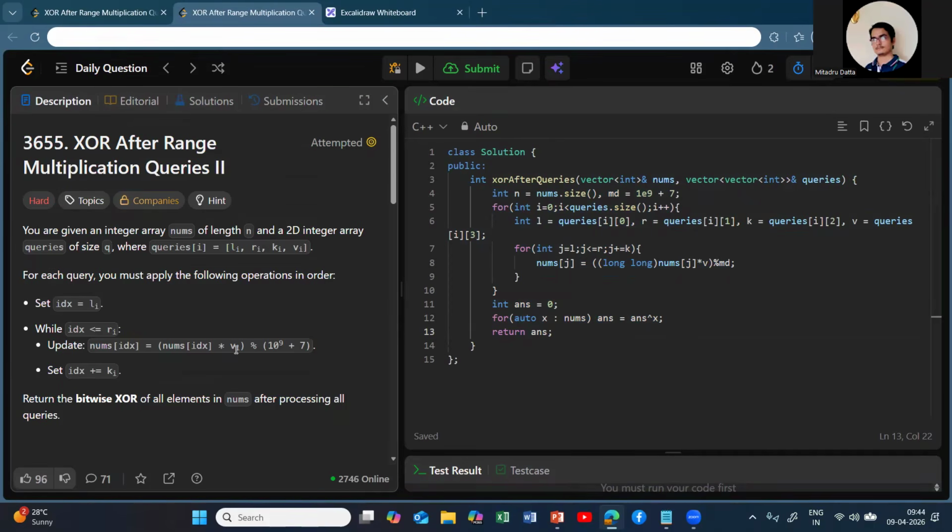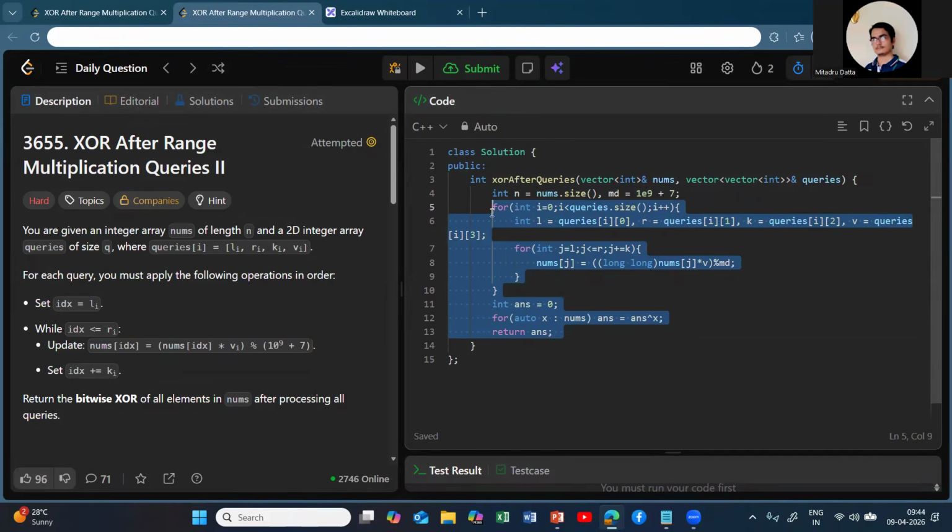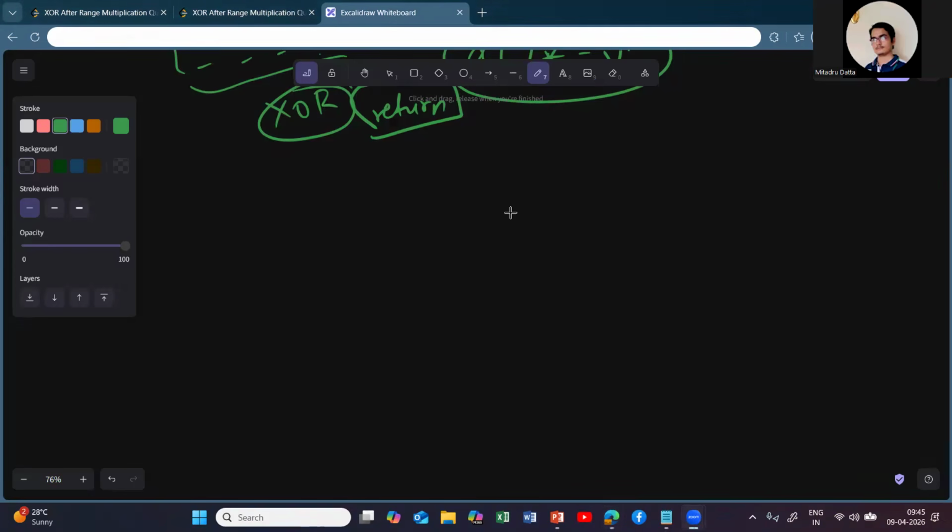So first of all, what is the exact issue with this approach? The only issue happens when the k value is very small. Let's say k value is 1.